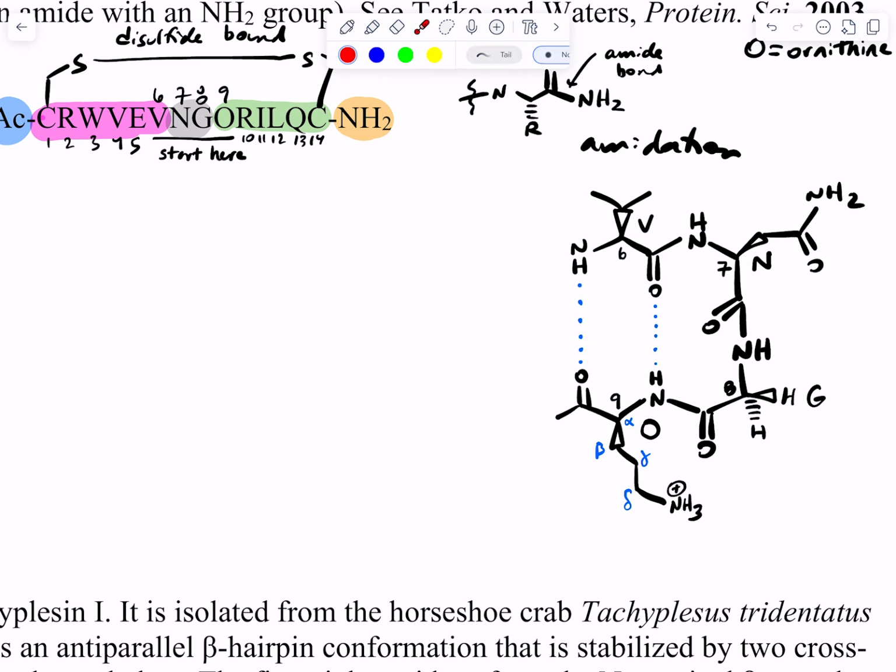So that's a beta turn. We would call these two amino acids here the turn segment. And I'm just highlighting the backbone atoms. And then we've drawn amino acids 6 and 9, where 6 is the last residue in the pink beta strand, and 9 is the first residue in the green beta strand.